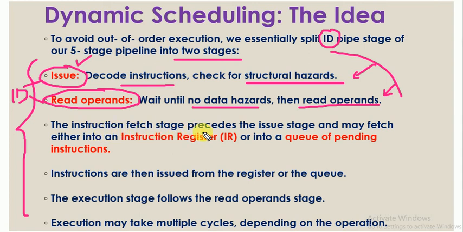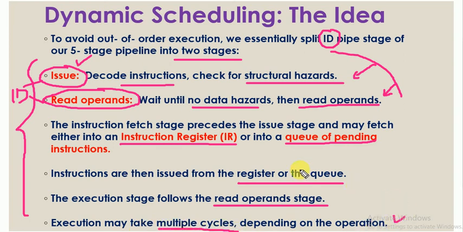The instruction fetch stage precedes the issue stage and may fetch either into an instruction register or into an instruction queue. So instruction fetch is the first stage, then we have the issue stage, then read operands. Instructions are issued from the register or the queue. Then the execution stage follows the read operands stage. After reading all the operands, it goes to the execution stage, and execution may take multiple cycles depending on the operation.